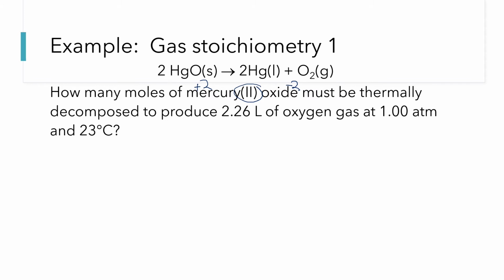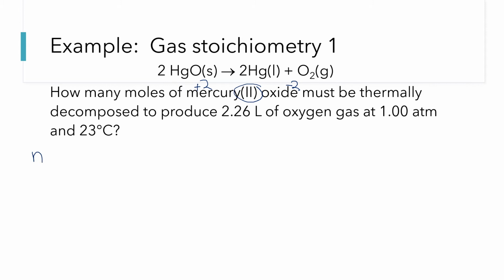So the first thing that we need to do is, since we are given gas law data about oxygen and asked to find something about mercury(II) oxide, we need to use that gas law data for oxygen to figure out how many moles of oxygen are present. Once we know how many moles of oxygen we have, it's a stoichiometry calculation to figure out how many moles of mercury(II) oxide are necessary. So let's do the gas law part of this.